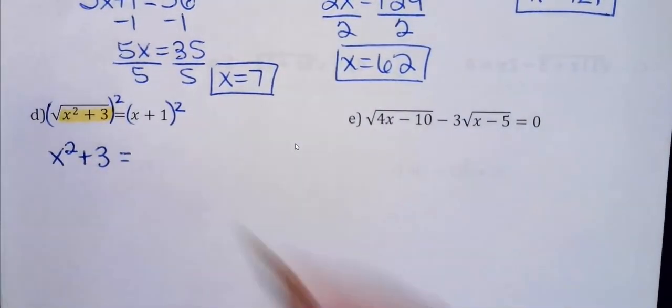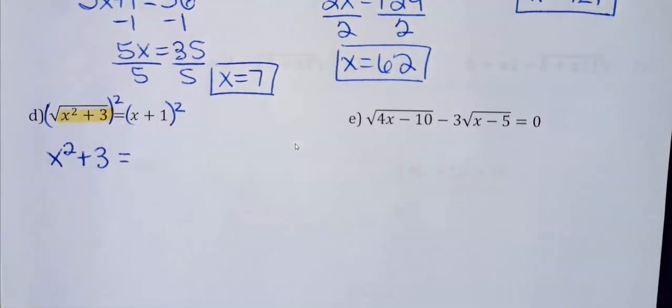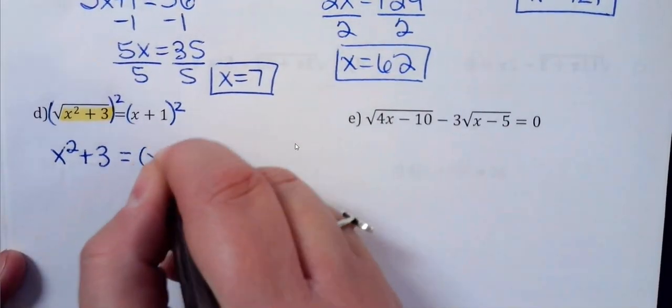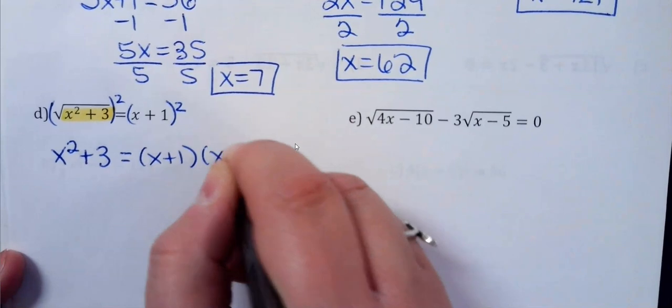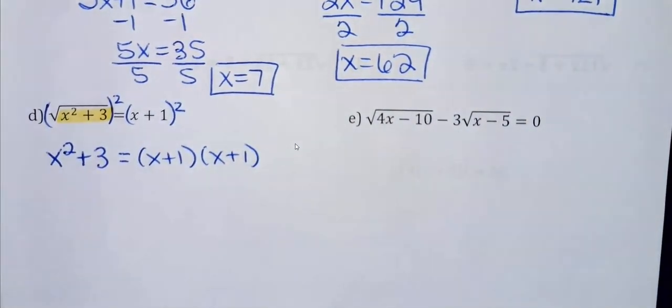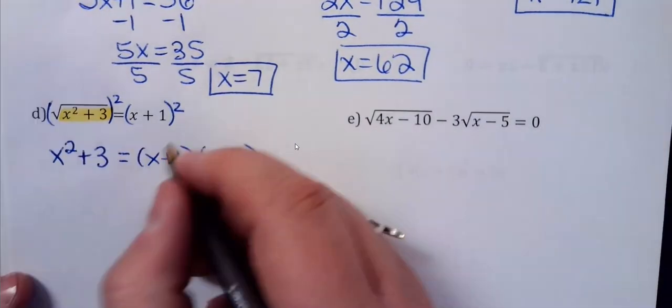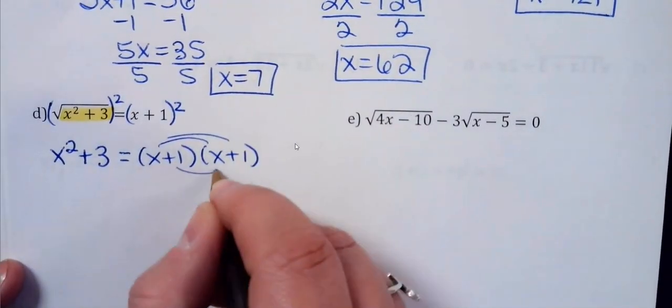Now, what would you do to simplify the other side, x plus 1 squared? Please don't distribute. Any pluses or minuses, you want to multiply that by itself, so you've got to FOIL. If you don't, you're going to miss that middle term, and that'll mess up your answer. So x plus 1 squared is x plus 1 times x plus 1.